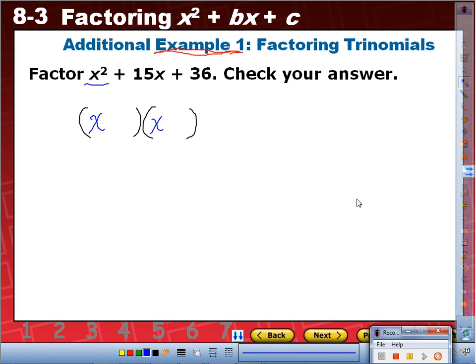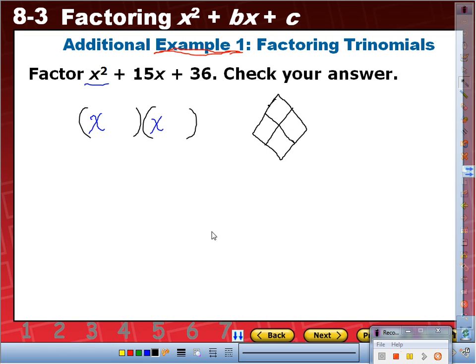So step 1, GCF. Step 2, open parentheses. Step 3, factor the first term. This is where it gets a little interesting. Here it goes. Draw a diamond. This is a method that we use to factor. Here's my diamond.